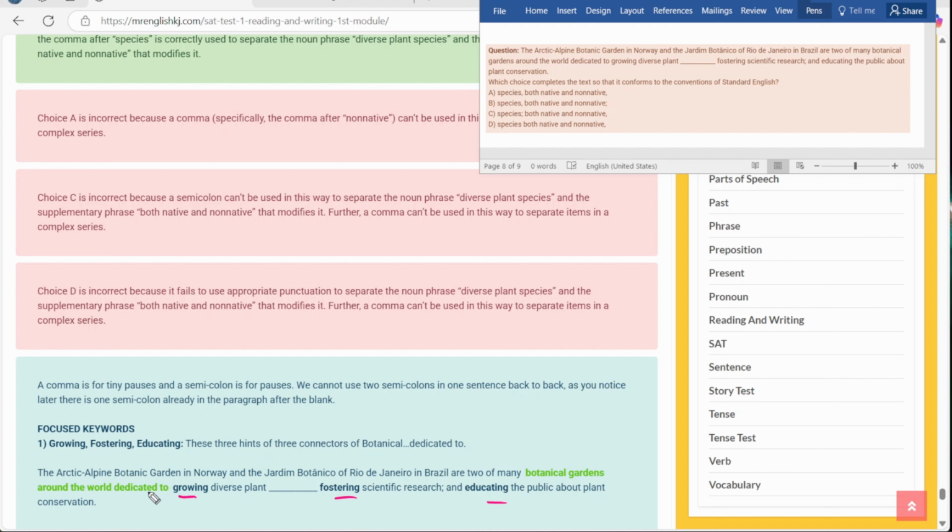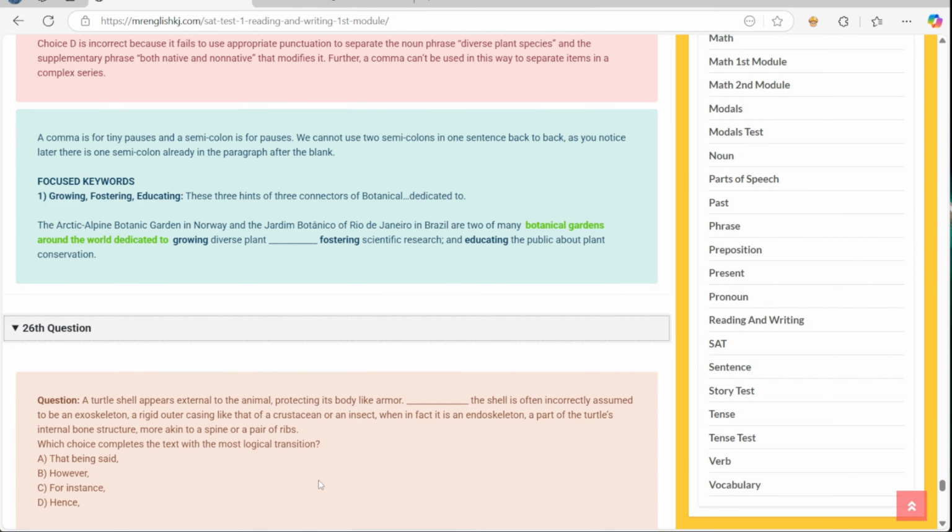Botanical gardens around the world dedicated to growing. Botanical gardens around the world dedicated to fostering scientific research. Botanical gardens around the world dedicated to educating the public about plant conservation. So, when we are connecting all these sentences together, we need a semicolon to create a greater pause. And that's why we use option B. One comma is a small pause. We need a bigger pause. Okay, that's why.